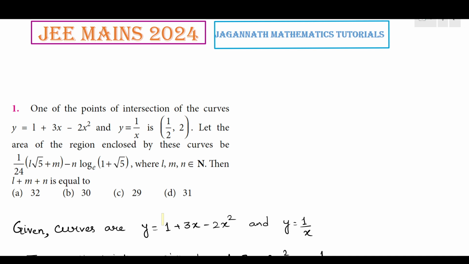Today we will be discussing a JEE Mains 2024 question. This is the question which is visible on your screen. Here, one of the points of intersection of the curves y = 1 + 3x - 2x² and y = 1/x is (1/2, 2), right?